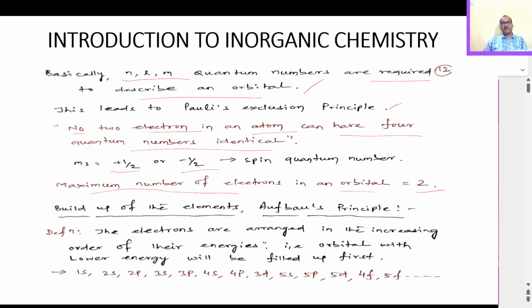Then another scientist, Aufbau, gave another principle called Aufbau's principle, or building up of elements. What the Aufbau principle says is that the electrons are arranged in the increasing order of their energies, or you can say the orbital with lower energy will be filled up first. So these are the different orbitals: 1s, 2s, 2p, 3s, 3p, 4s, 4p, 3d, 5s, 5p, etc.